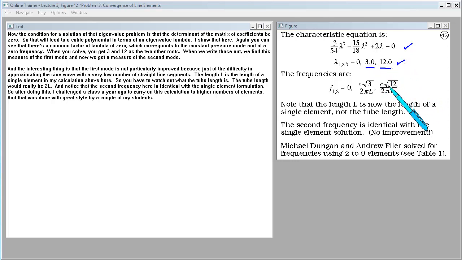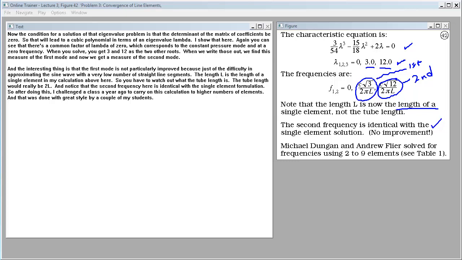When we write those out, we find this measure of the first mode, and now we get a measure of the second mode. And the interesting thing is that the first mode is not particularly improved, just because of the difficulty in approximating the sine wave with a very low number of straight line segments. The length L is the length of a single element in my calculation above here, so you have to watch out what the tube length is. The tube length would really be 2L. And notice that the second frequency here is identical with the single element formulation.